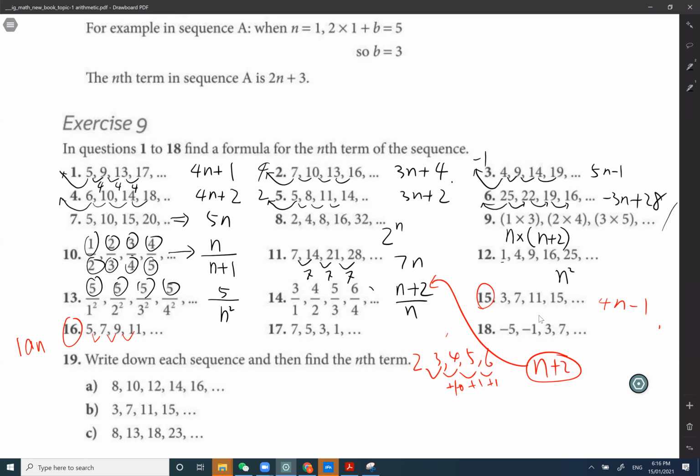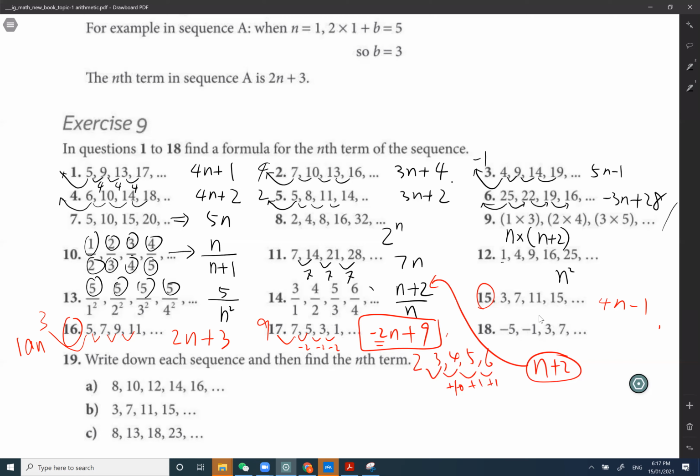Oh, Yan. We know every time it's plus 2. If every time plus 2, we got 2n. And the previous number is 3. Every time minus 2, negative 2n. Yeah, this difference is in front of n. The previous one is 9.